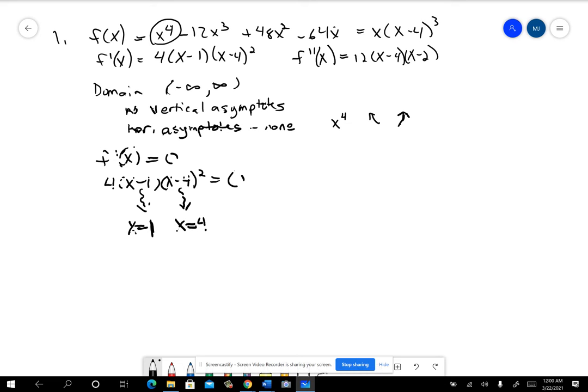x equals positive 1 or positive 4. All right, and that's when the first derivative would equal 0. So what that tells me is that on either side of 1 and 4, I'm going to look at whether my f prime would be positive, negative, or 0. That's going to determine the intervals where it's increasing or decreasing.